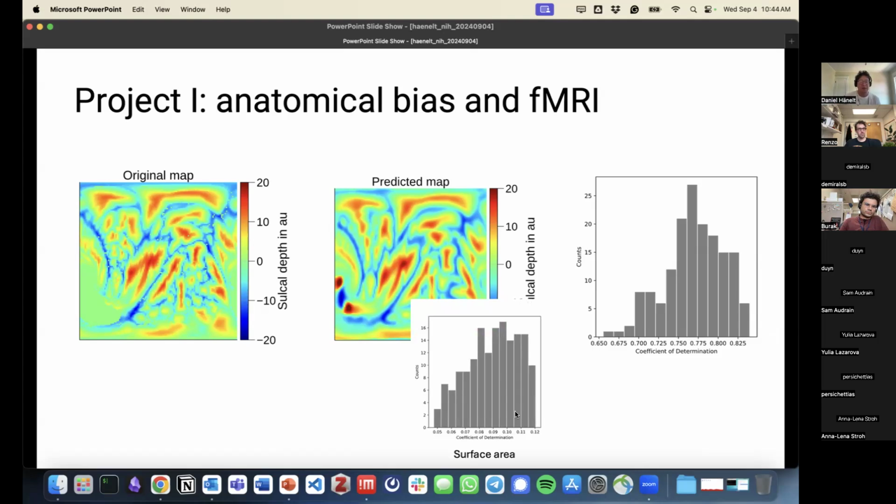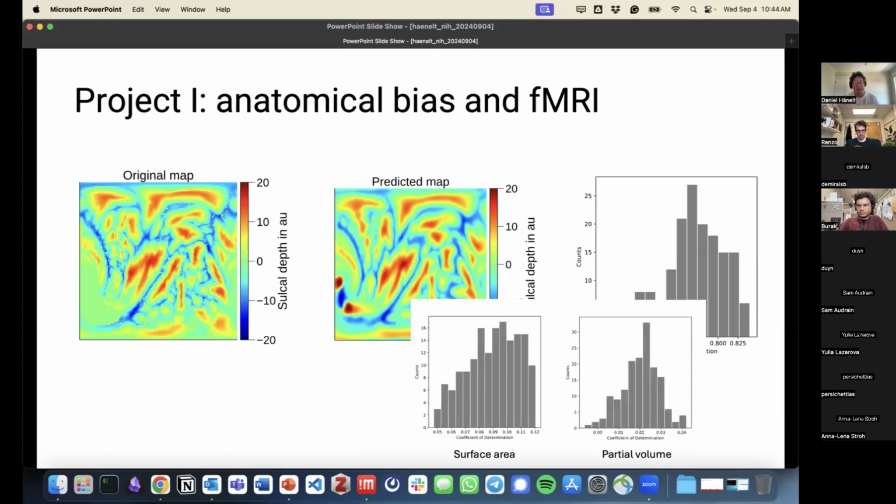But if we use surface area and try to predict this information, the model fails in predicting surface area, and the same is true for partial volume estimates. So it also cannot learn this metric. So this is kind of an open question, at least for me, of how we can interpret these results.